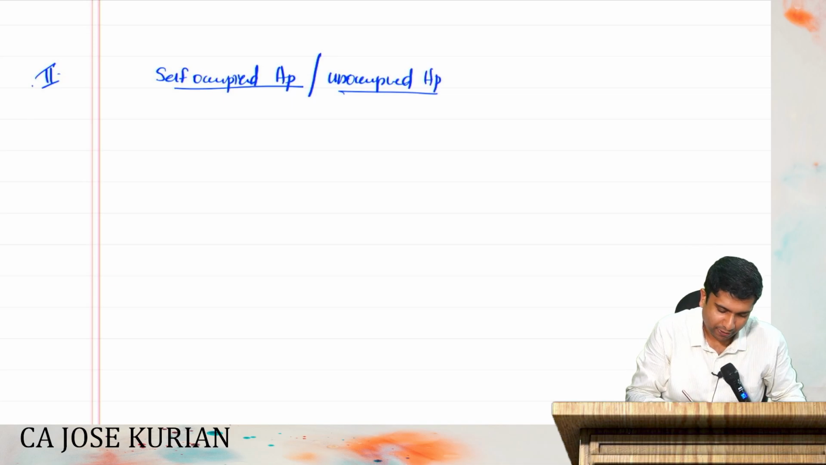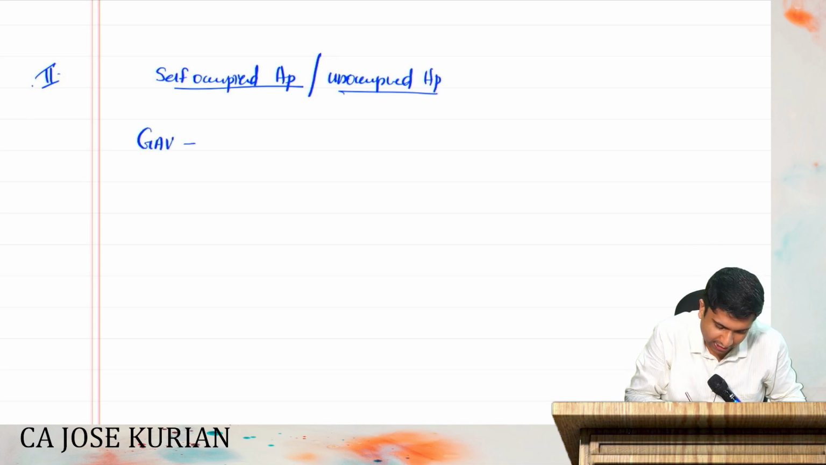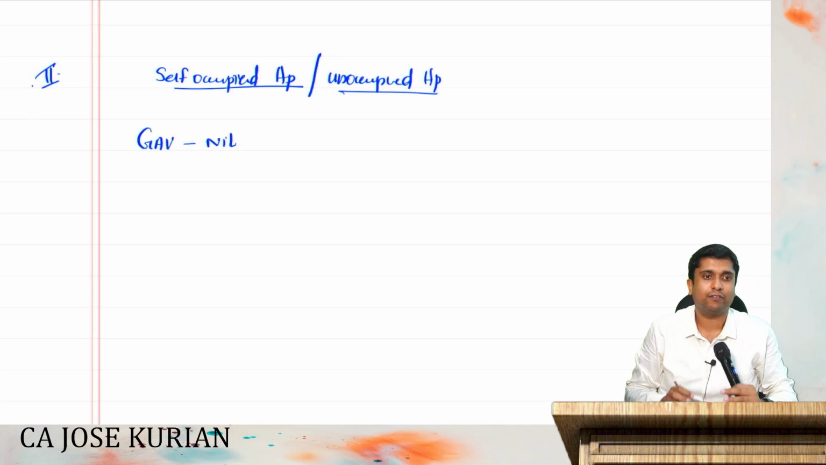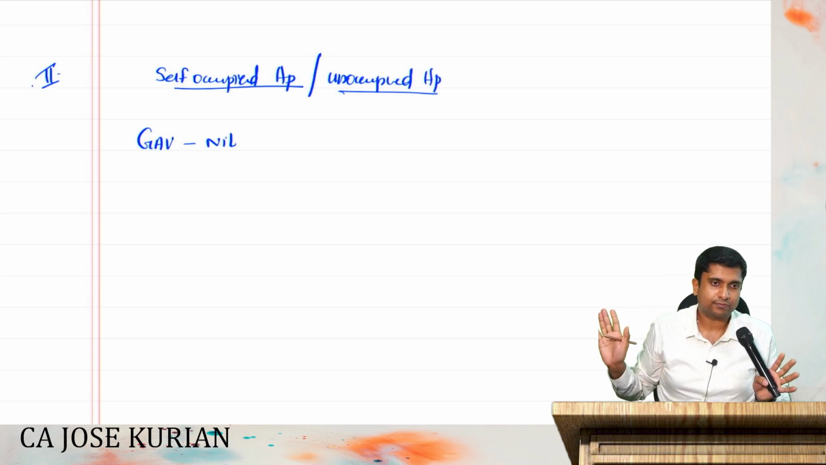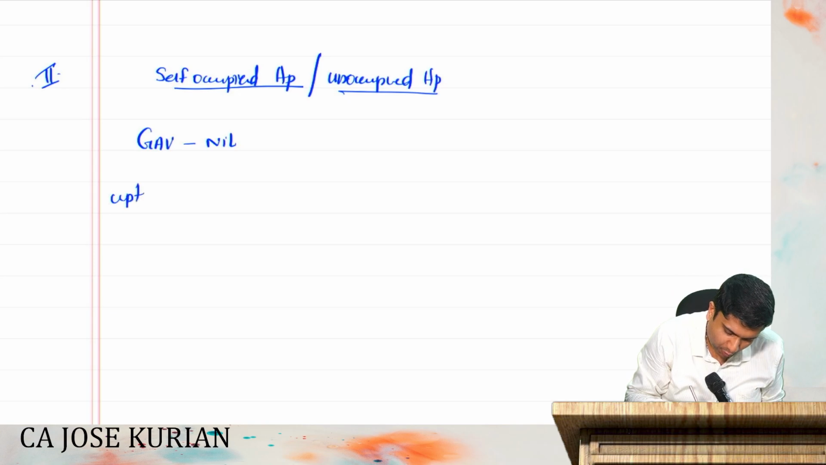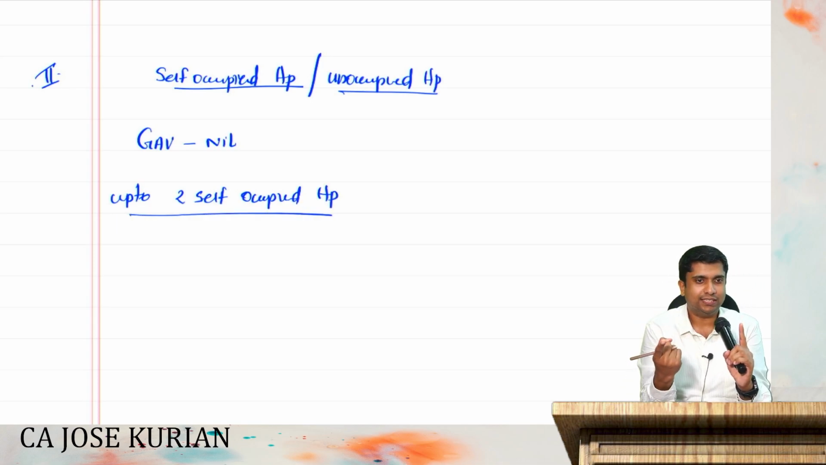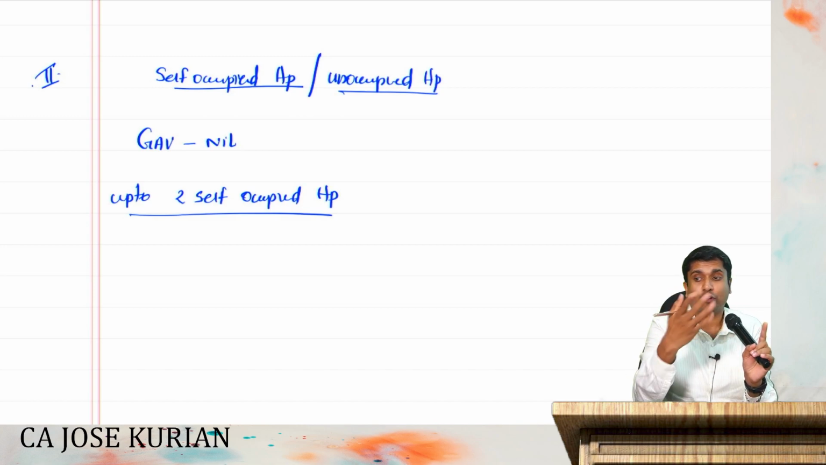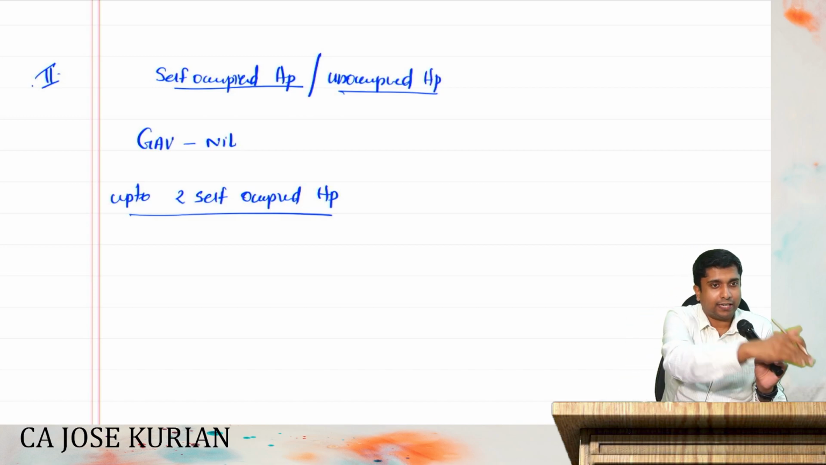Very simple. Department says gross annual value shall be nil. You can take gross annual value as what? 0. Are you all with me? And there is one more thing. I can show up to 2 self-occupied house properties. That means say I have 2 houses, and I haven't used them for let out purpose, and I'm staying in both the houses.